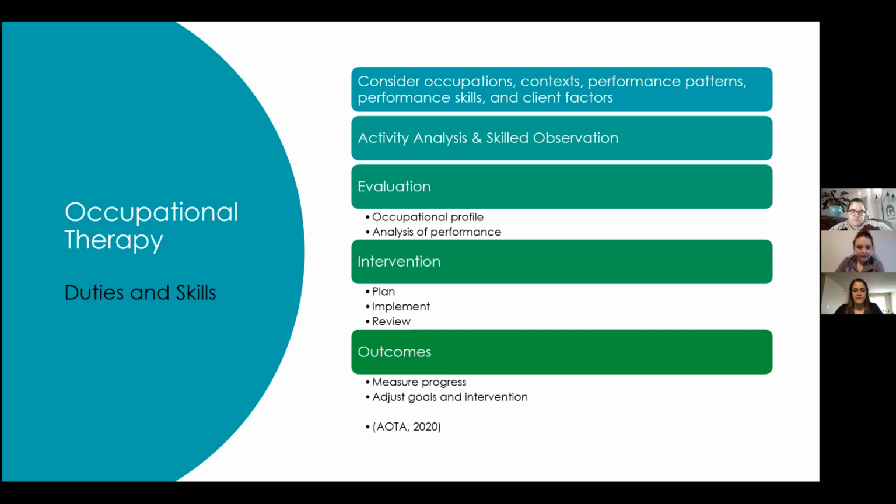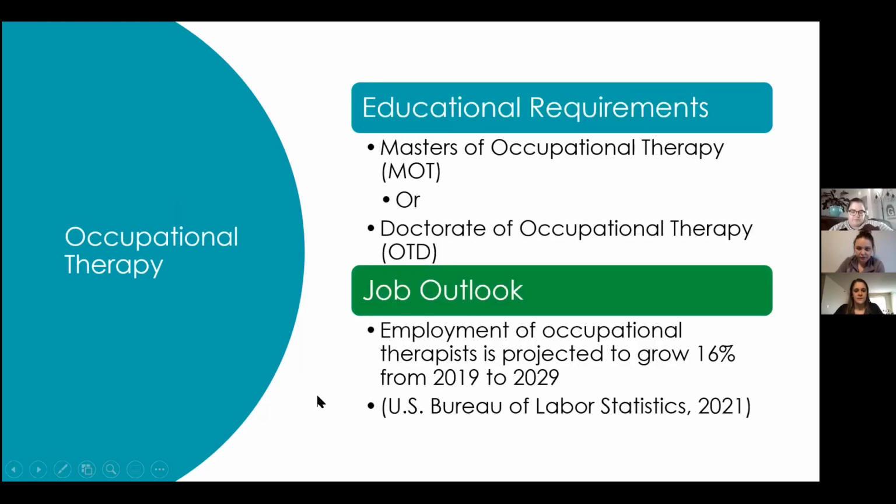So, to become an occupational therapist, you first need to obtain a bachelor's degree and then graduate from an accredited OT program. You can either get your master's of occupational therapy or your doctorate of occupational therapy. After OT school, you will complete fieldwork requirements, then pass the NBCOT certification exam, and then obtain a state licensure. The job outlook for OTs is expected to grow according to the Bureau of Labor and Statistics. It's expected to grow about 16% from 2019 to 2029.